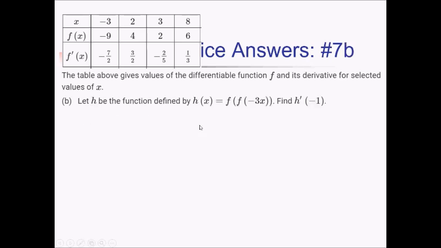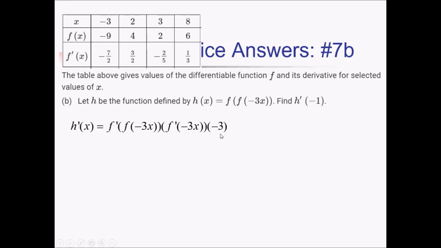On this one, I've got this h function defined as f of f of negative 3x. We want h prime of negative 1. So let me start by taking the derivative of h. That's going to be a big chain rule here. So we're going to have f prime of the stuff inside times the derivative of the stuff inside. That's going to be another chain rule. So that's going to be f prime of something. So f prime of negative 3x times, now we have to multiply by the derivative of the innermost function. Derivative of negative 3x is negative 3.